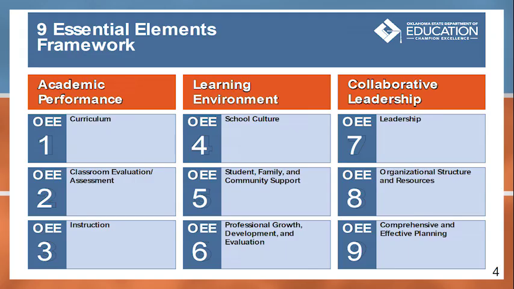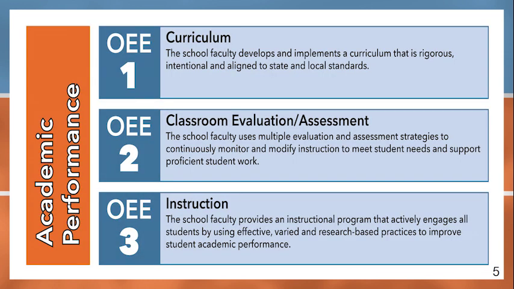We refer to this framework as the 9EE framework, EE standing for essential elements. The 9 EEs are divided into 3 pillars: academic performance, learning environment, and collaborative leadership. And then each of these 3 pillars also has 3 specific essential elements. The first pillar is academic performance. And academic performance is made up of the essential elements of curriculum, classroom evaluation and assessment, and instruction.